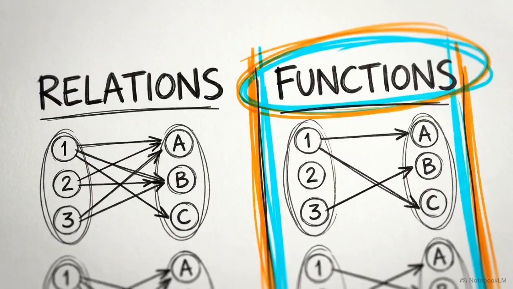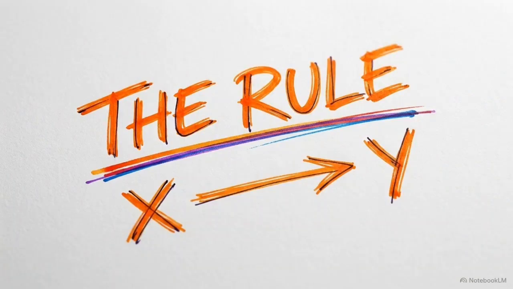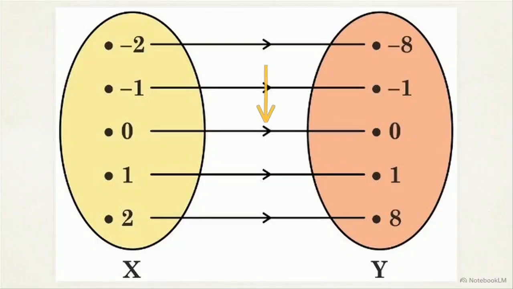Now we need to separate standard relations from a special, stricter category called functions. To do this, we use the golden rule. Every input must lead to exactly one output. This mapping diagram from your textbook shows a perfect scenario. Each number in set X points to a single, unique value in set Y. This machine is well behaved.